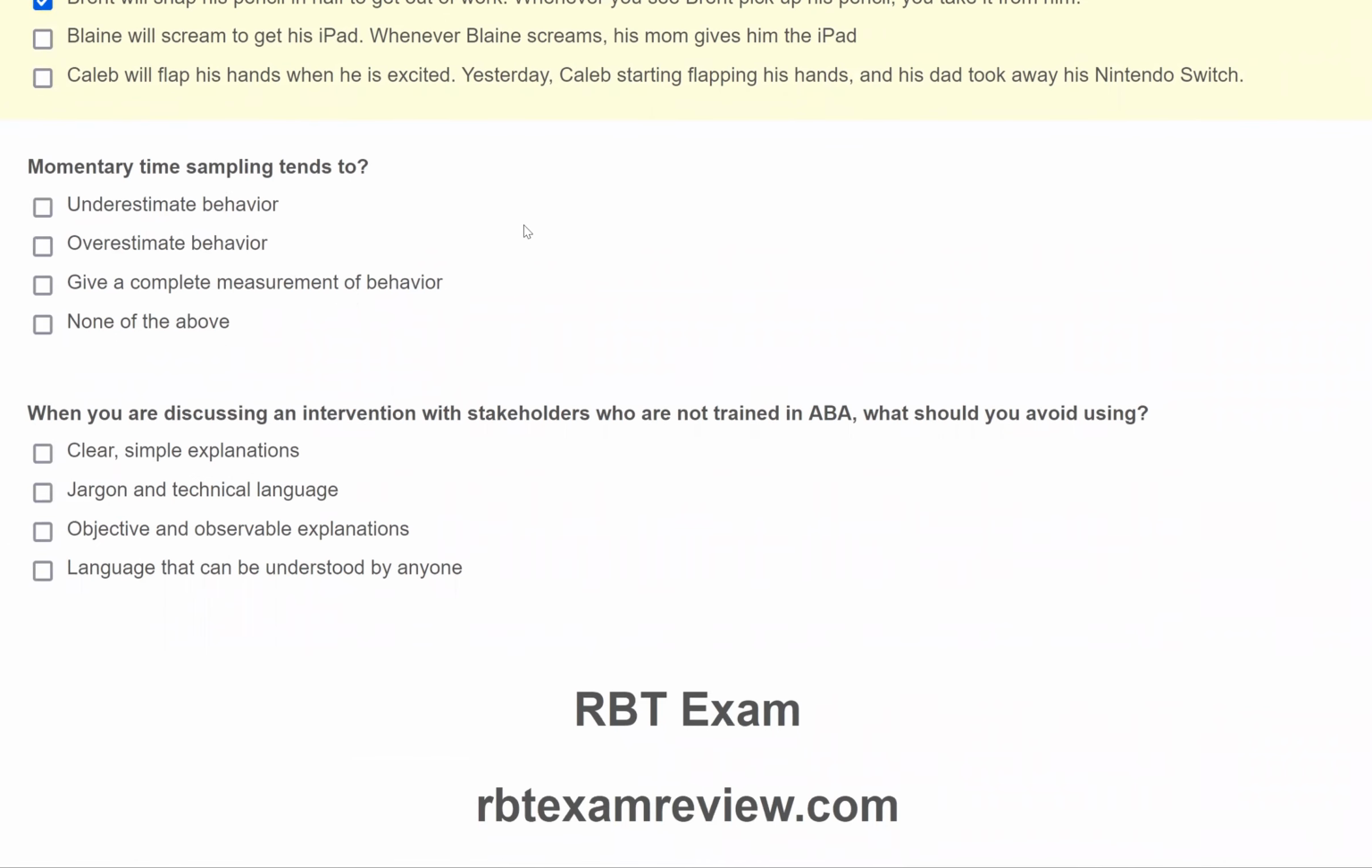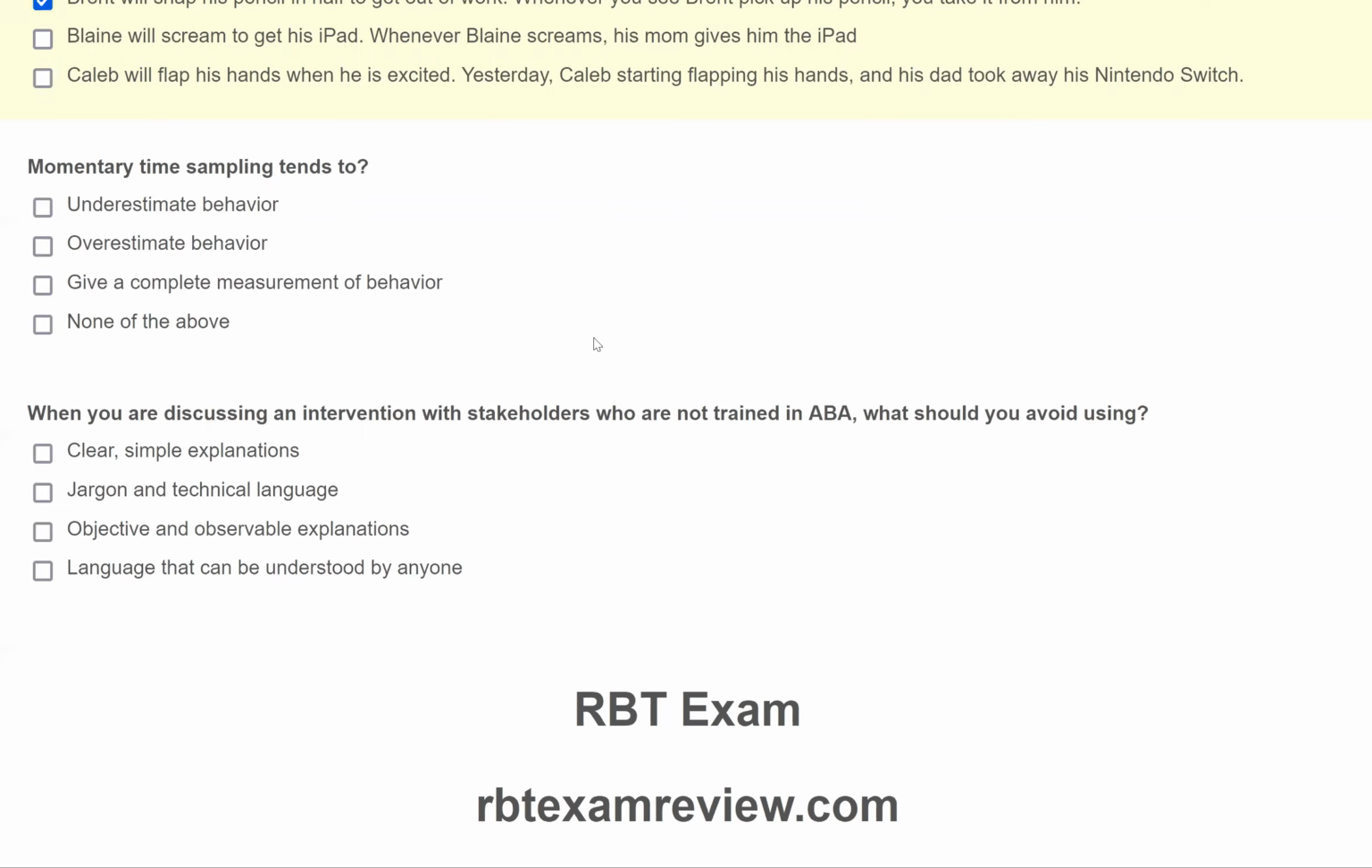Momentary time sampling tends to do what? Now, we have partial interval, we have whole interval, we have momentary. And all 3 of these tend to underestimate or overestimate behavior because we're only getting a sample of a larger subset of behavior. If I'm using whole interval, right, and I have 30-second intervals, that behavior has to happen for 30 seconds. So whole interval tends to underestimate behavior because if behavior is only happening for 29 seconds, we're not recording responses. Partial interval is the opposite. It overestimates because if I have an interval and the behavior happens for 1 second, I'm marking a response.